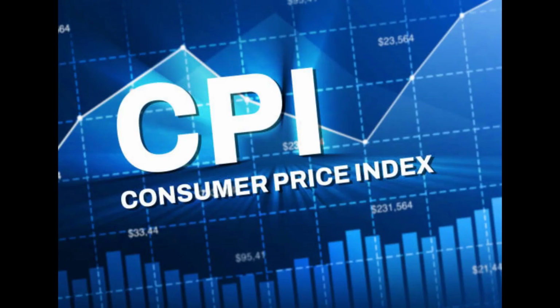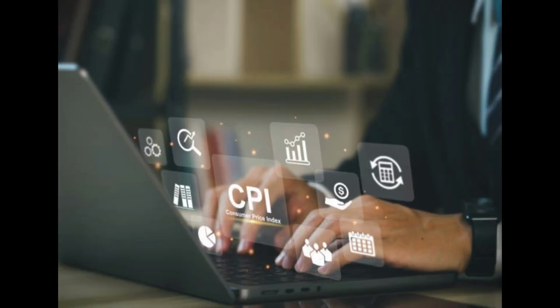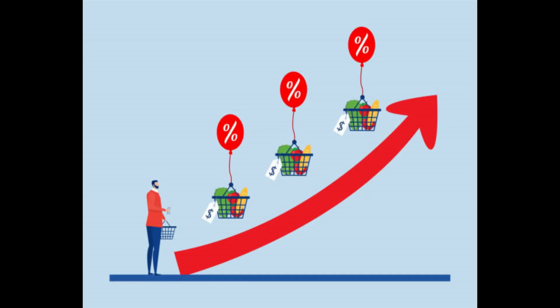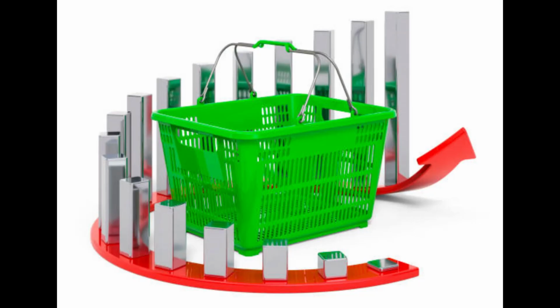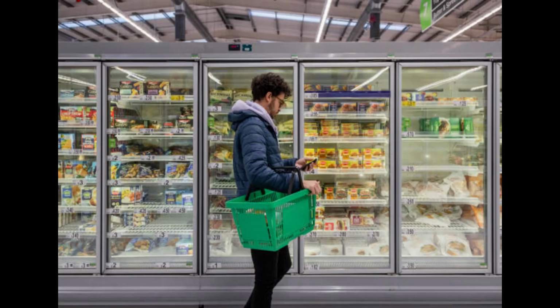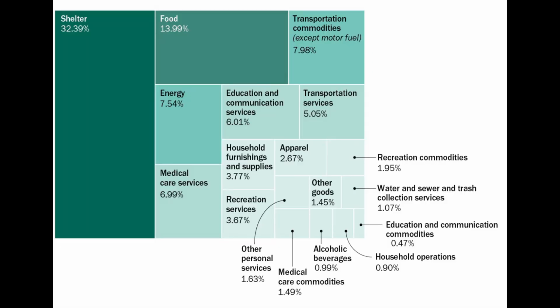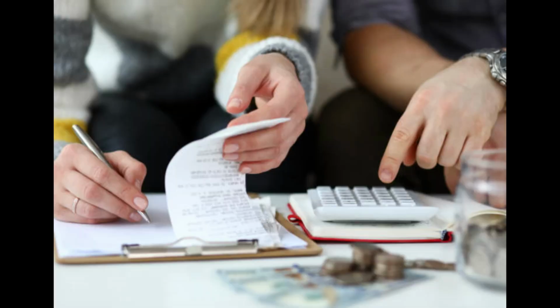Let's now talk about the Consumer Price Index, otherwise known as CPI. Basically, it is a widely used economic indicator that measures changes in the average price of a basket of goods and services purchased by households over time and is an essential tool for understanding inflation. To calculate CPI, a representative basket of goods and services is selected. This basket typically includes items that the average consumer purchases regularly, such as food, housing, clothing, transportation, healthcare, and entertainment. The composition of this basket reflects the spending habits of a typical urban household.